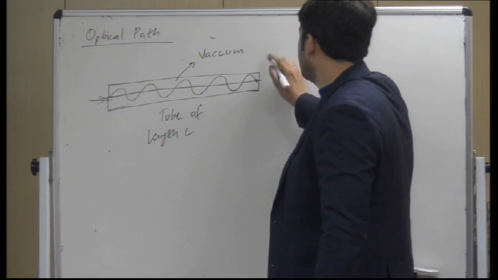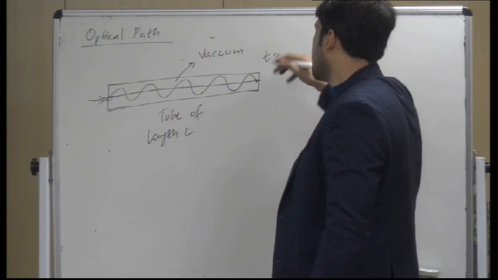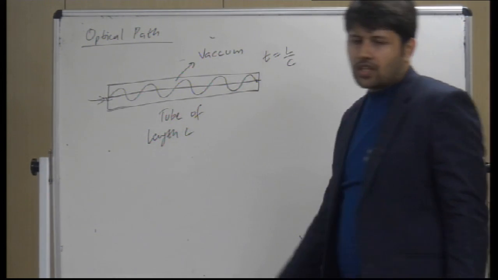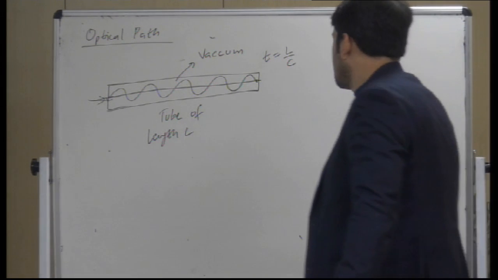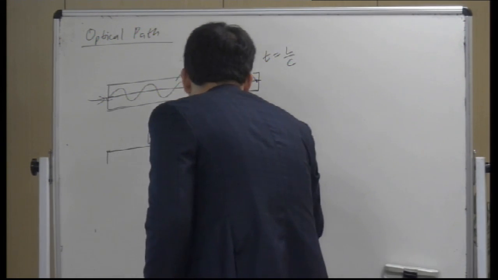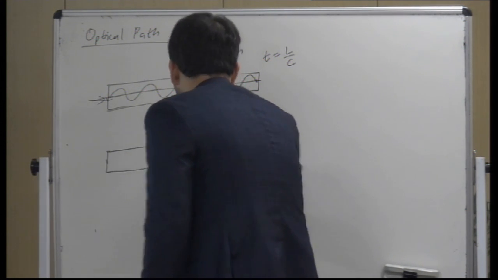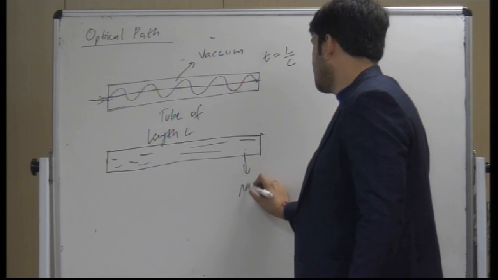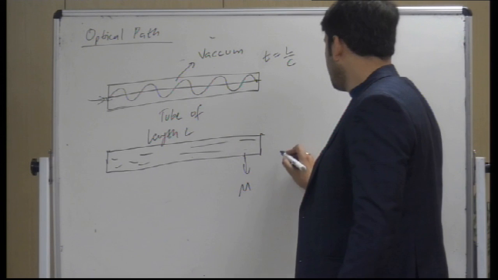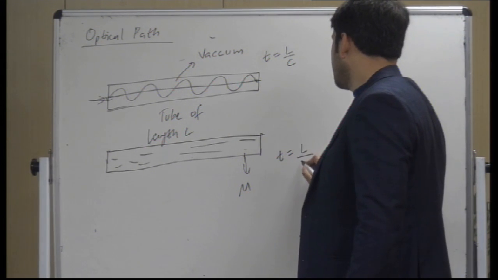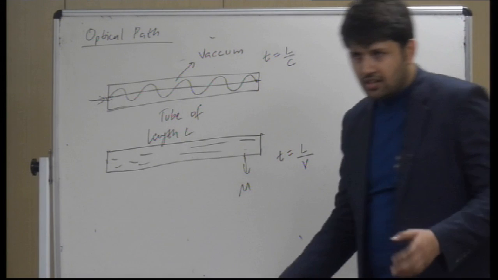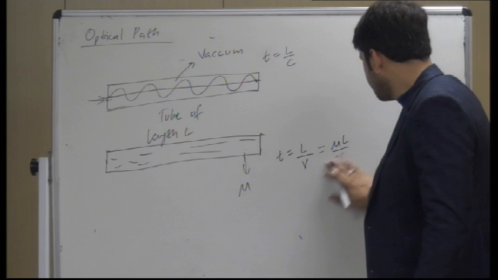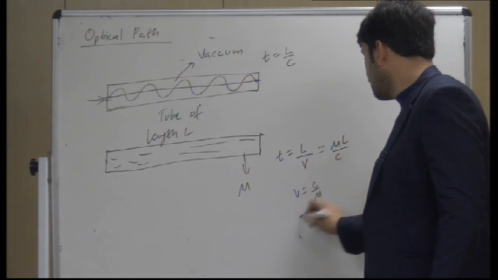The number of waves, or first let's calculate the time. The time of travel would be L by c. You already know this, right? Now you filled it with some medium of refractive index mu. What happens now? The time of travel would become L by v. So it would be mu L by c, because you know v was c by mu already.